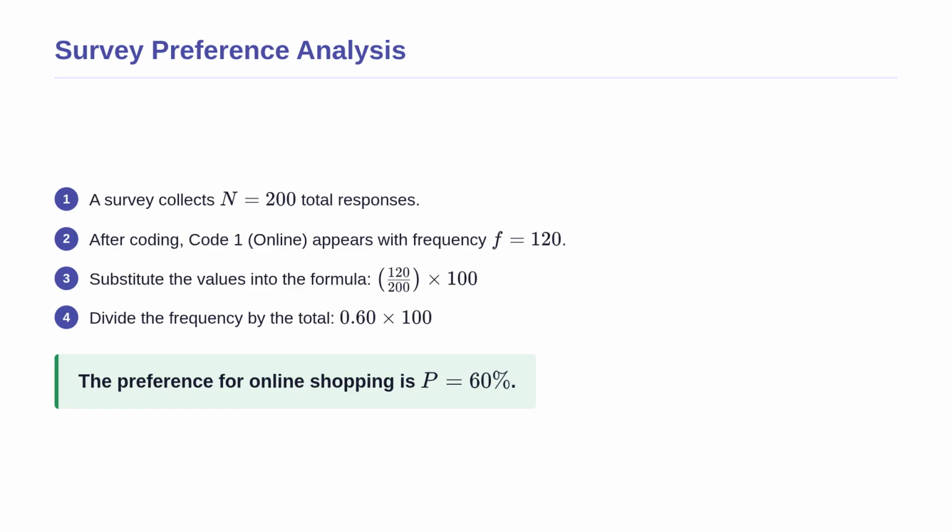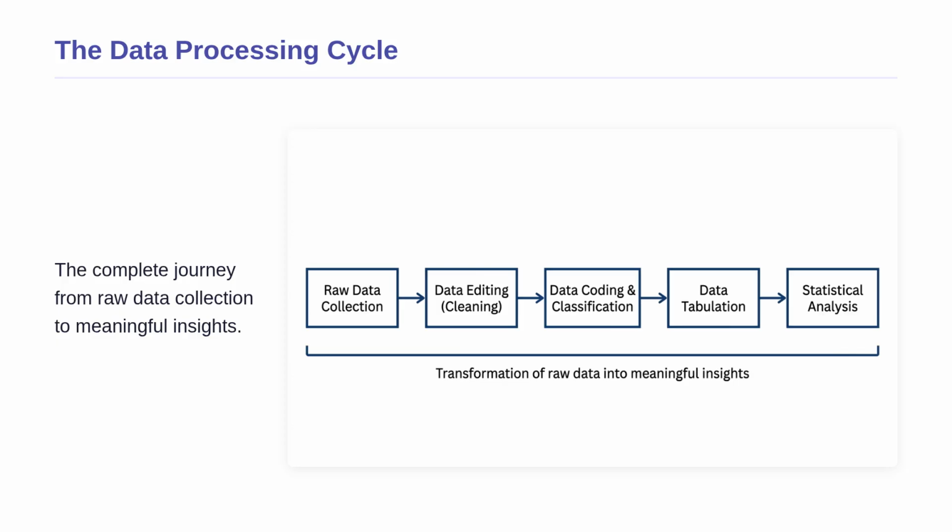To tie everything we have learned together, let us look at this flowchart of the entire data processing cycle. On the far left, we start with raw data collection, which is our messy, unorganized information. The arrows guide us through the processing filter.